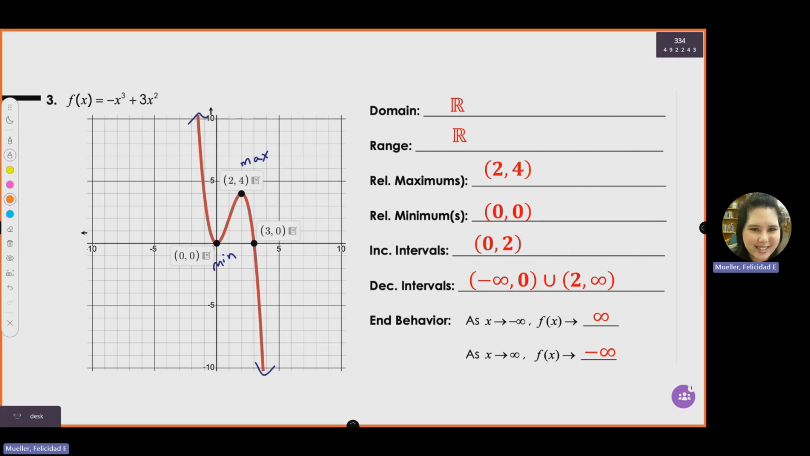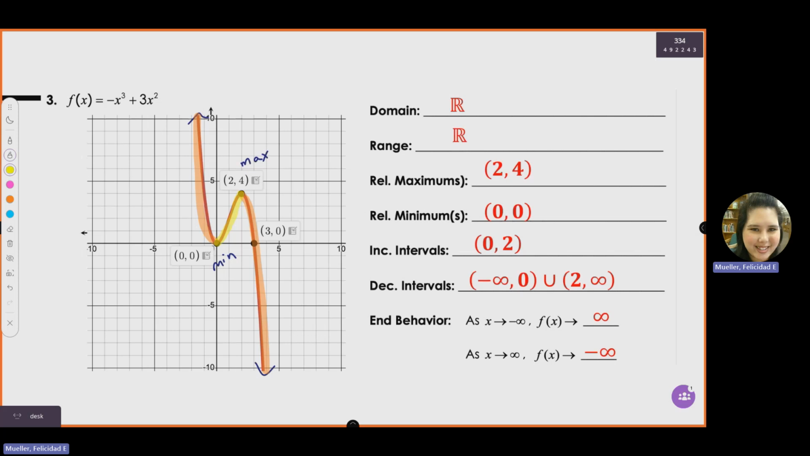The graph starts as decreasing, so it decreases twice, and it increases one time. So it starts decreasing from negative infinity to 0, and then from 0 to 2, it's increasing, and then from 2 to infinity, it is decreasing again.